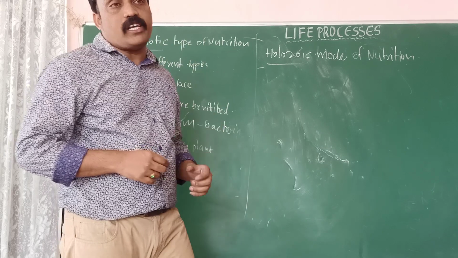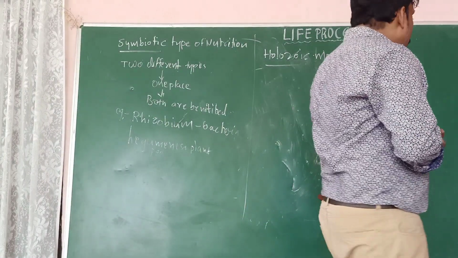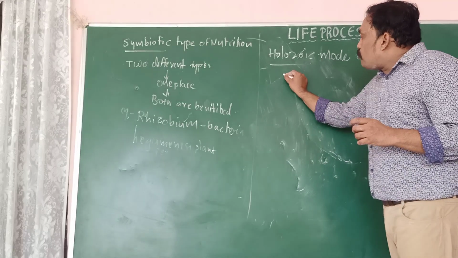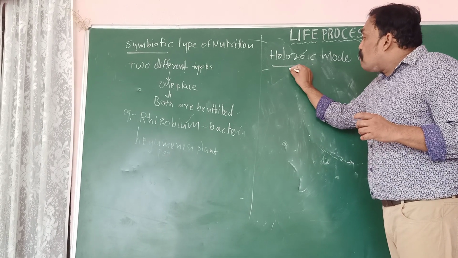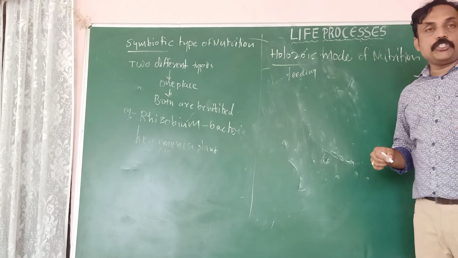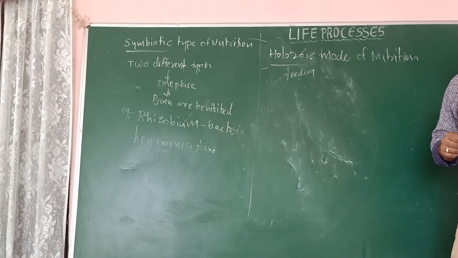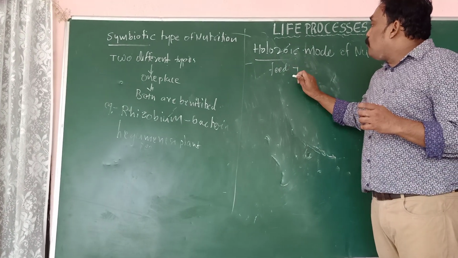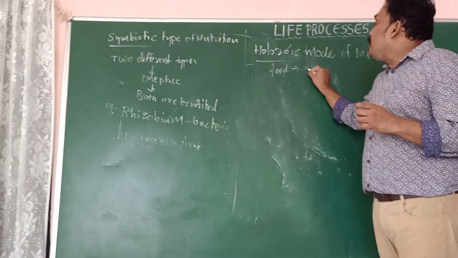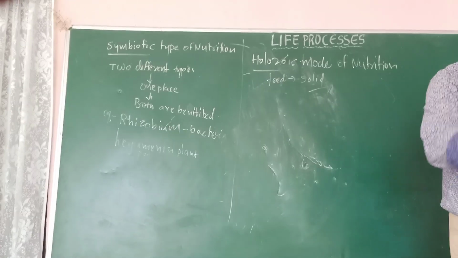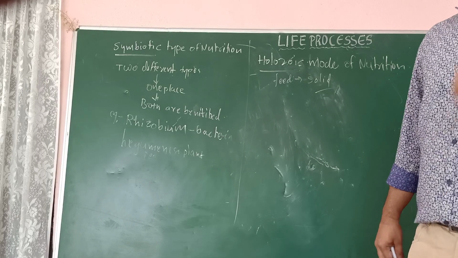What is holozoic? Which animals are examples of holozoic? Holozoic means some organisms feeding. What is the meaning of feed? Which type of material do they feed on? Solid material, not liquid, not gas. They feed on solid material.